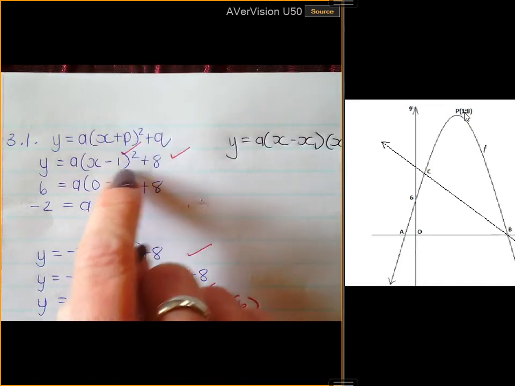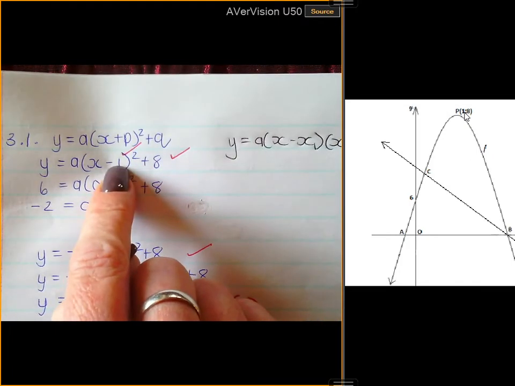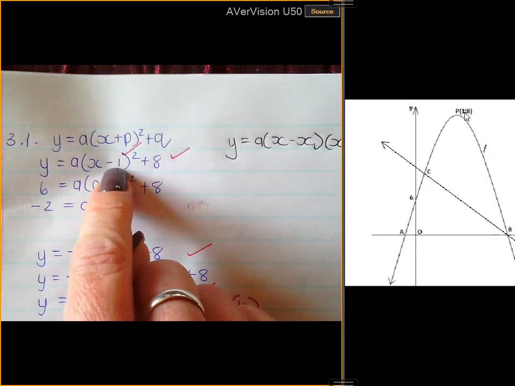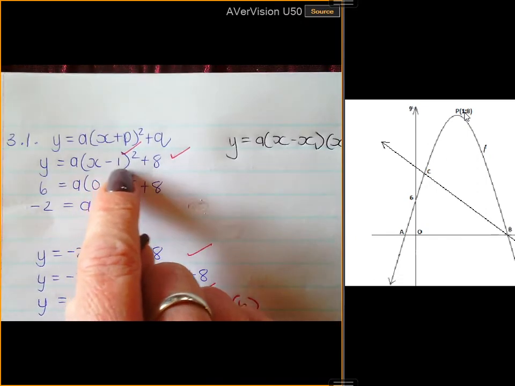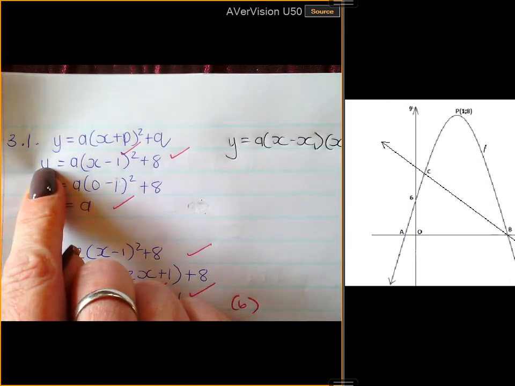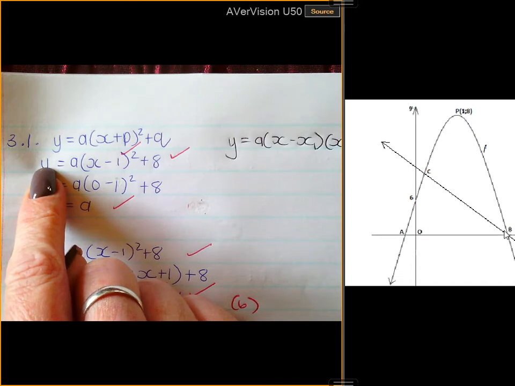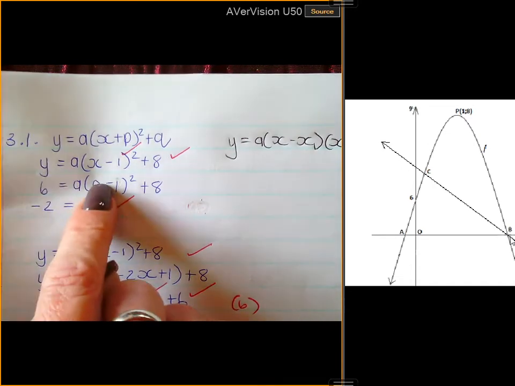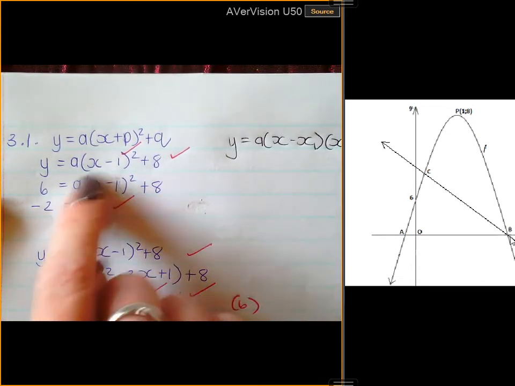And P is not going to be plus 1, it gets a negative because remember it's negative P. And then you need a coordinate for the x and the y value. I used that 0 and 6. You could have used the 3 and 0 of B as well. Put it into the place of x and y, and then I calculated it.